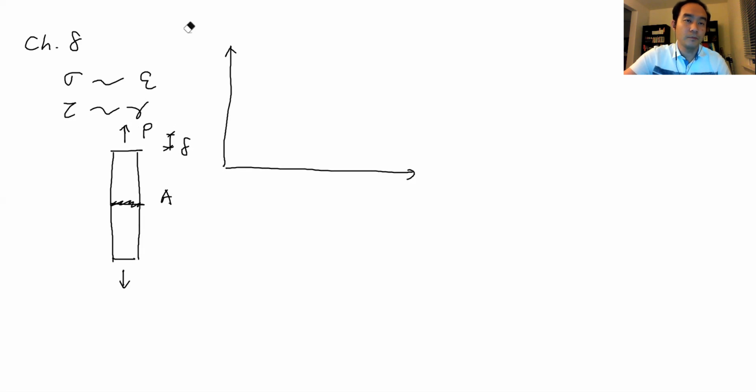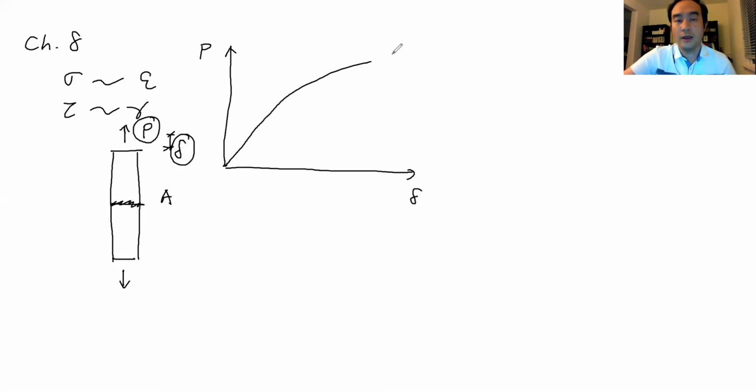Okay, then what we can do is look at the relationship between, first of all, P and delta. When we apply a certain amount of normal force, a tensile force, we expect an elongation, right? So this is the relationship from P to delta. Initially, we have a linear proportional relationship. After that, it can go nonlinear.